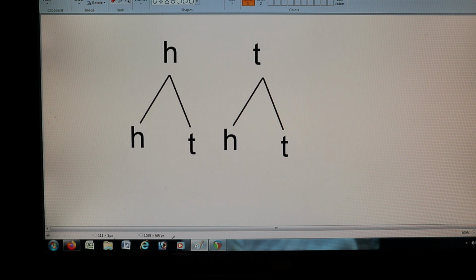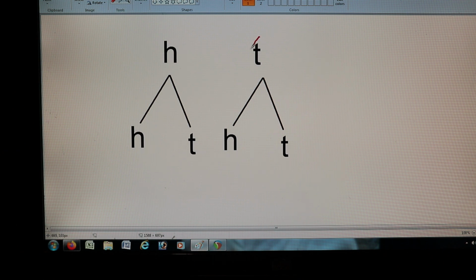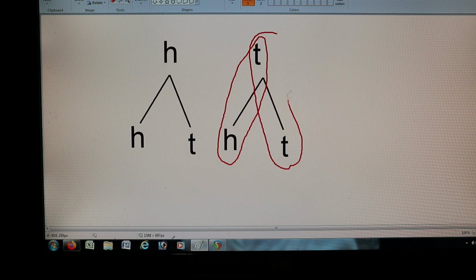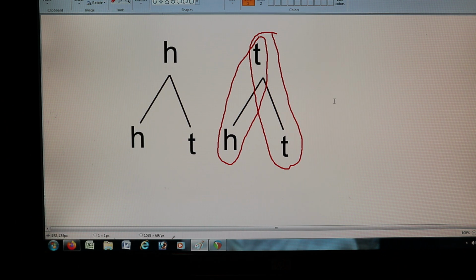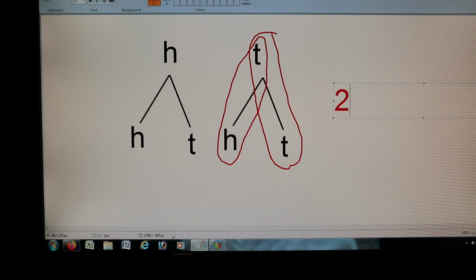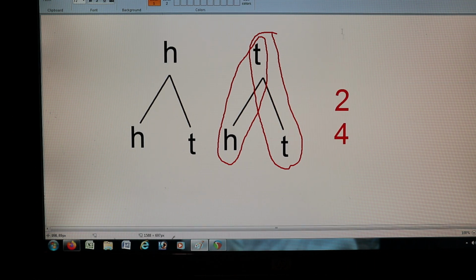Now, if I asked you, what's the probability of flipping tails, then either heads or tails, then this branch would work as well as this one, because the condition is flipping tails first, then either heads or tails. So those two branches work. So you would have a 2 out of 4 chance of meeting that criteria.